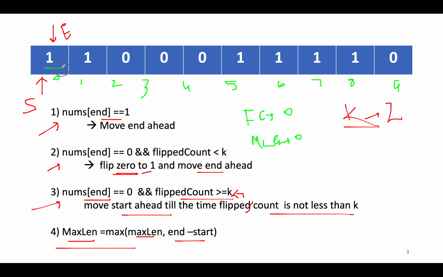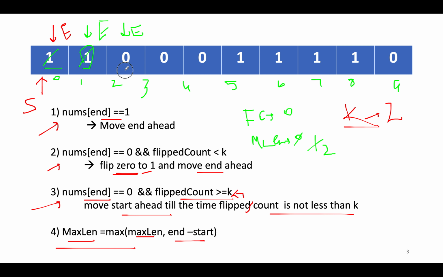The first element that we have at the end index is 1, so we'll simply move ahead, and along with moving ahead we will check the current length. The current length becomes end minus start. End is 1, start is 0, so 1 minus 0 is 1. The max length variable gets updated to 1. Again, the current element is 1. 1 is a happy case. We'll move ahead and end becomes 2. The current length is 2 minus 0, which is 2. Max length gets updated to 2.